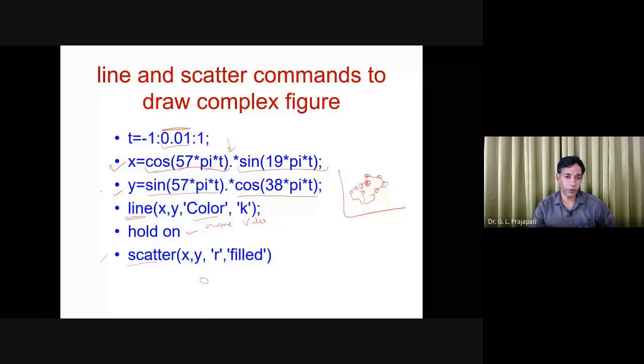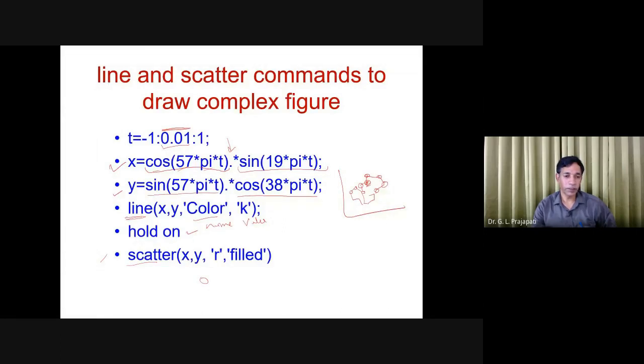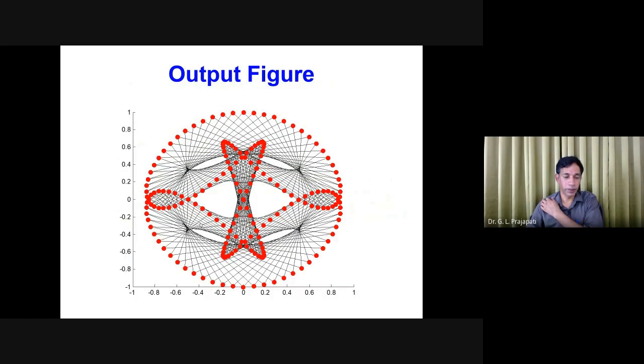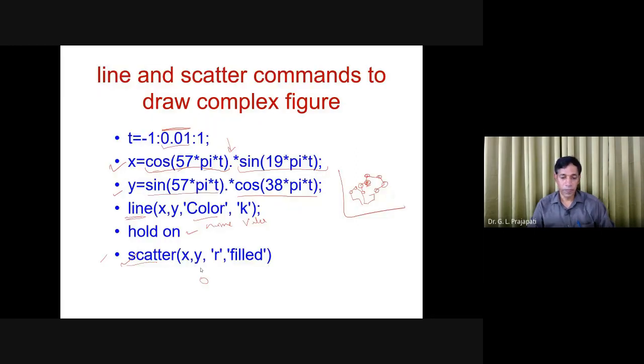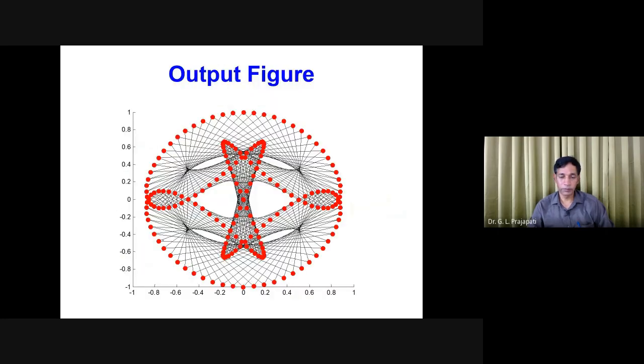Hold on is actually responsible for displaying both the graphs. Otherwise, once you go for this, it is going to replace this one. You will not get both. So if you want to show both graphs in the same axis, then you have to specify hold on. So the importance of hold on is here. In the same axis, you want to see both the graphs. So that's all.